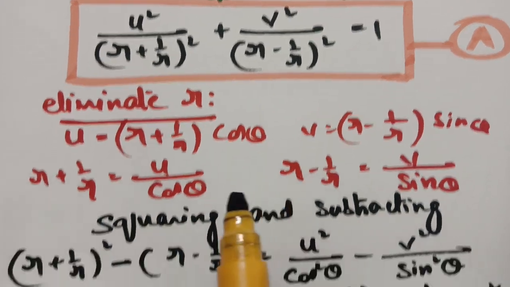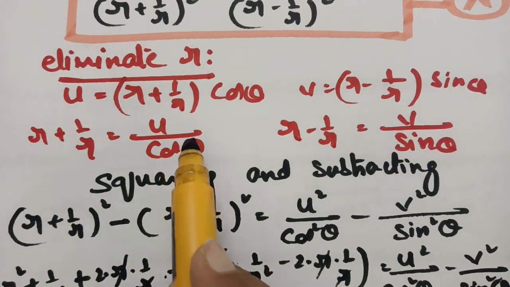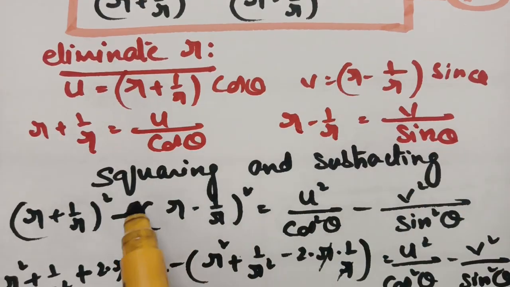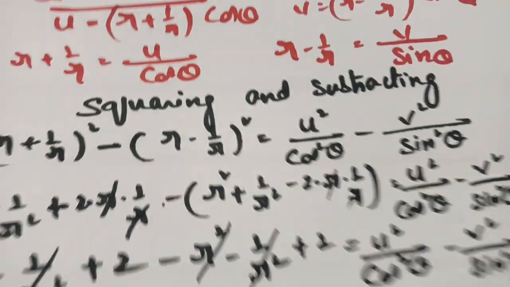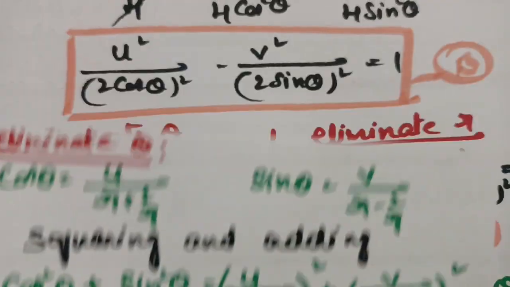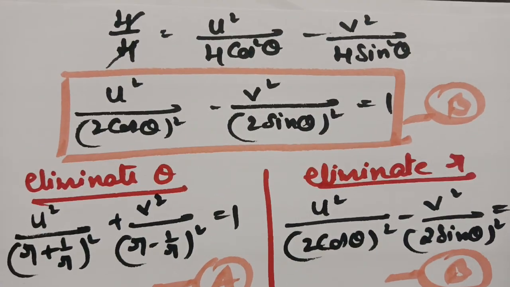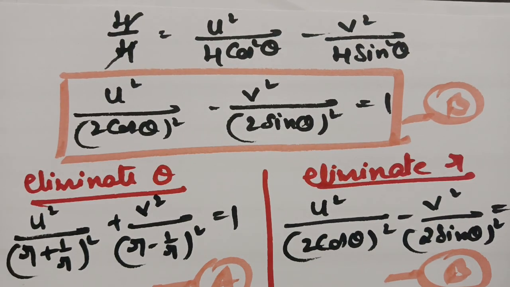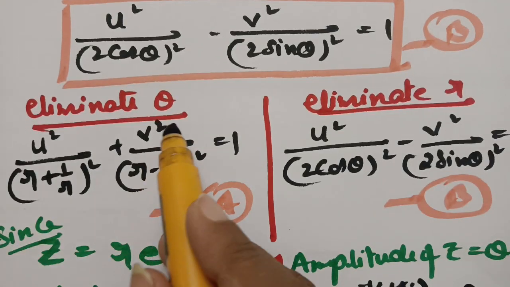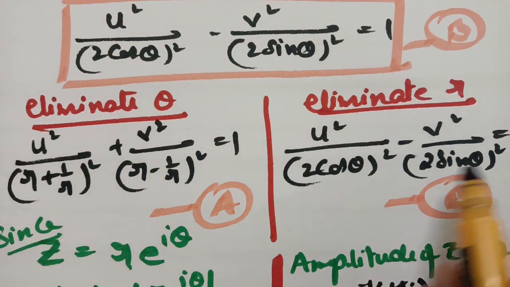In order to eliminate r, we have to take r plus 1 by r is this one, r minus 1 by r is this one, and squaring and subtracting, we got the second equation as b. So this is the b equation. This is simple calculation only. After eliminating theta, we got this equation. After eliminating r, we got this equation.